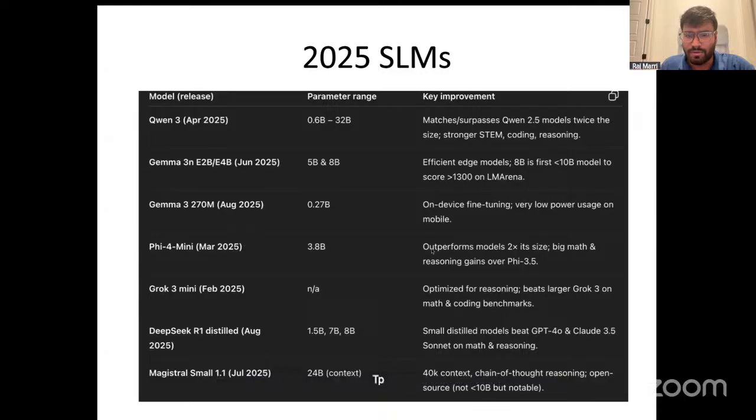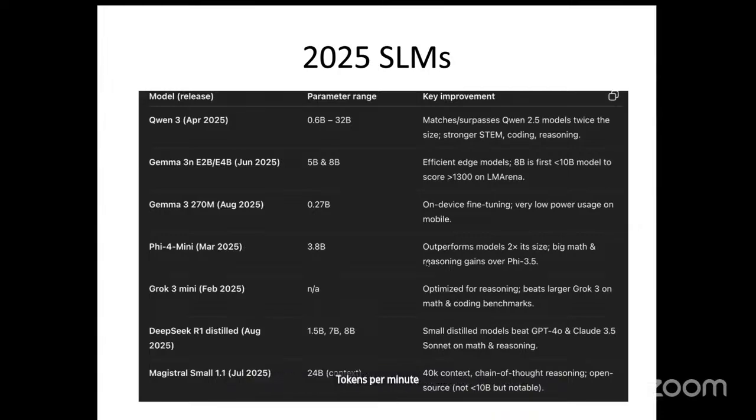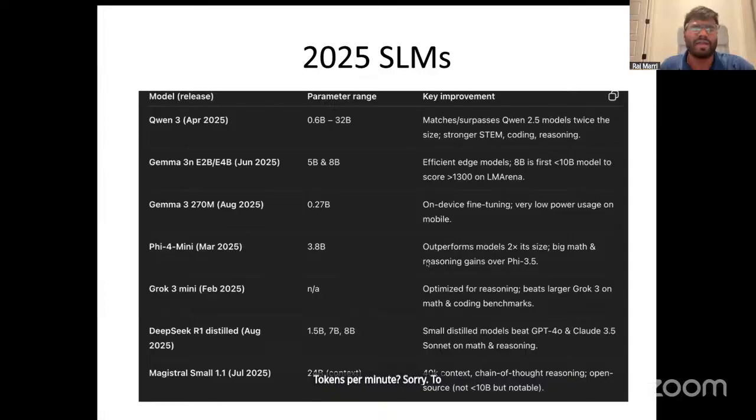What is a TPM, Maheshwar? I'm sorry, I didn't get what a TPM is. If you can drop it, or maybe speak out, anything works. Tokens per minute. Okay, I'm sorry. Yes, is there any cost difference for tokens per minute?